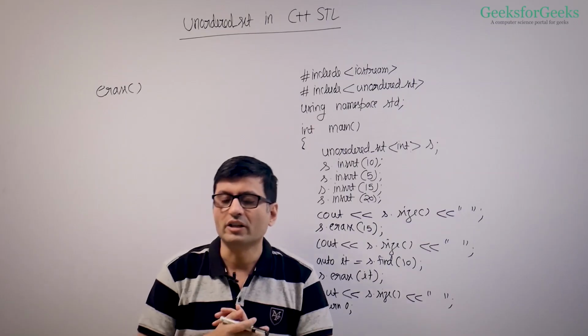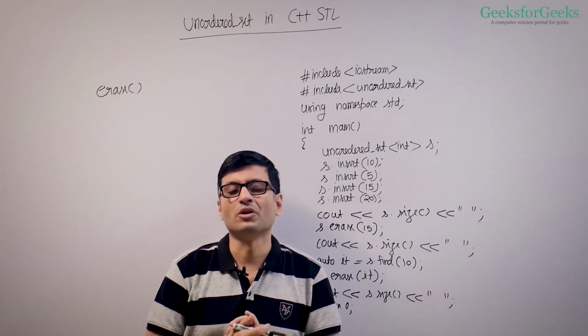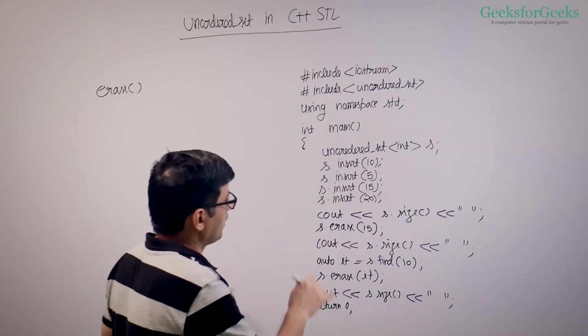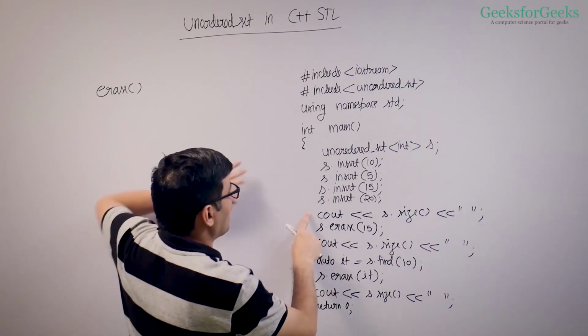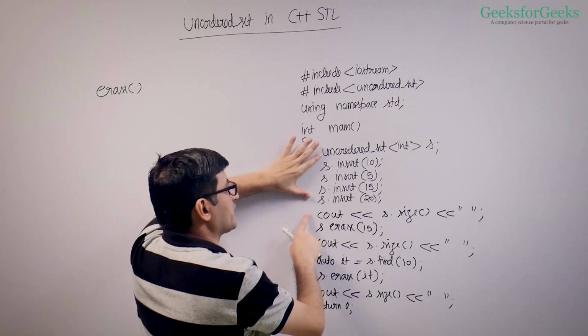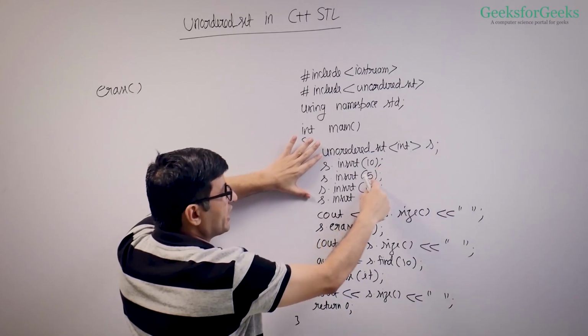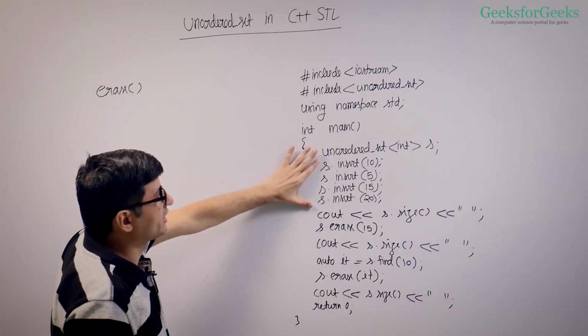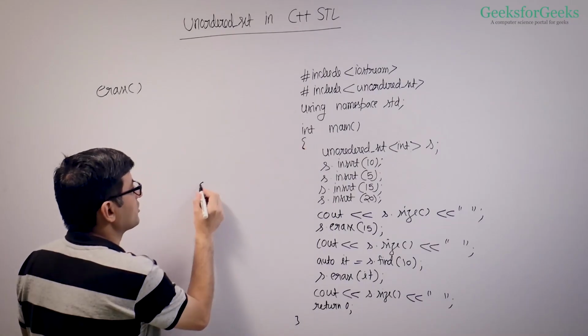Let us now talk about the erase function on unordered set. Like set, the erase function is used to remove an item or remove a range of items. Here in this example, I'm using the same unordered set with the elements 10, 5, 15, 20. So when I print the size, I'll get the size as 4. The output of this program is going to be 4.